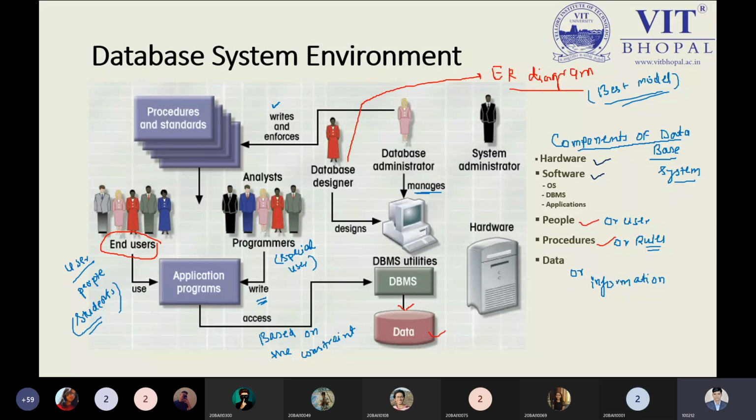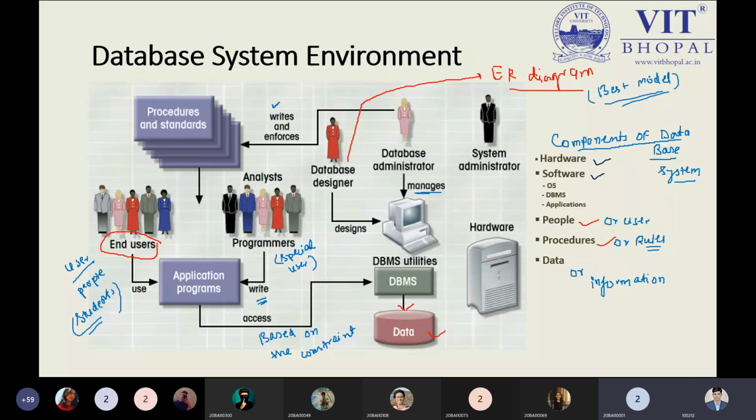Yes, tell me. Sir, here the entity relationship diagram is related to data and the relationship with each field?